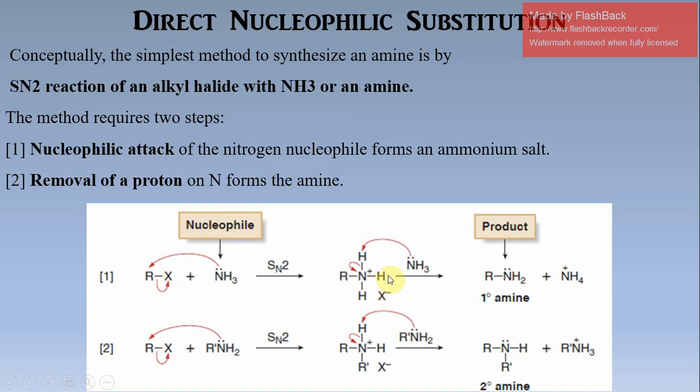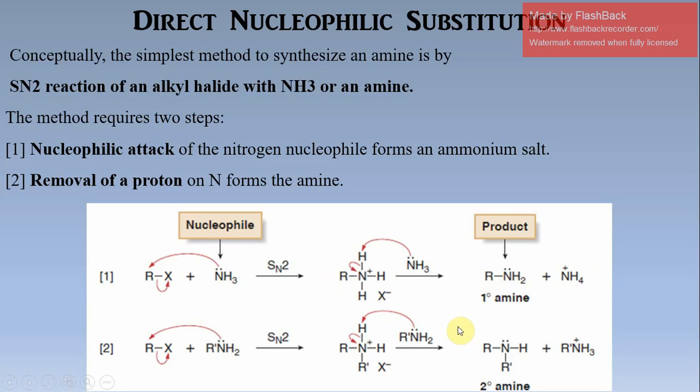And this ammonium halide gets deprotonated with another molecule of ammonia, and we end with a primary amine. So here ammonia plays two roles. This reaction involves two stages. In the first stage, ammonia behaves as nucleophile, and in the second stage, it behaves as a base.